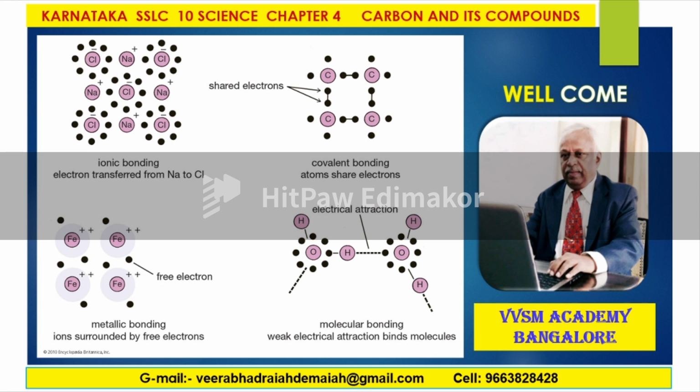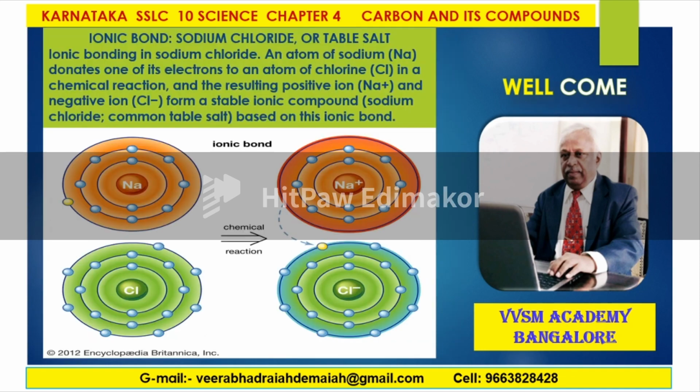Coming to this one, metallic bonding: ions are surrounded by free electrons. You see, for example, iron 2 plus. These are the free electrons, which are valence electrons surrounded by the metal ion. Then coming to molecular bonding, weak electrical attraction binds molecules. In case of the water molecule, there is what is called hydrogen bonding. This is a polar covalent bond actually. So anyway, hydrogen bond is a weak bond. Hydrogen bond is a weak force of van der Waals forces.